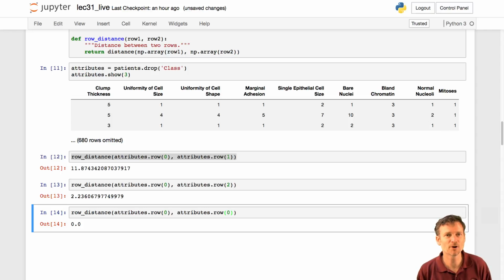Okay, so in summary, this is how you can compute distances, and distances are going to be useful for the nearest neighbor classifier because the lower the distance, the more similar the patients are. And we're going to use that because the more similar two patients are, our intuition says, it seems likely that they'll have a similar diagnosis.